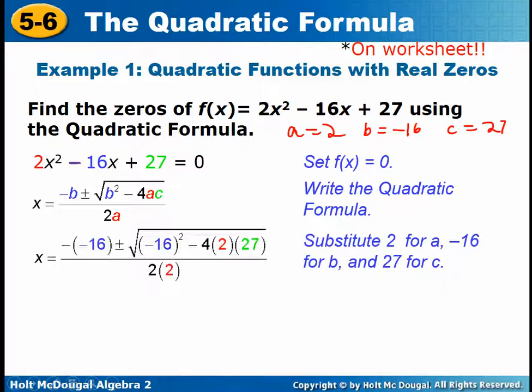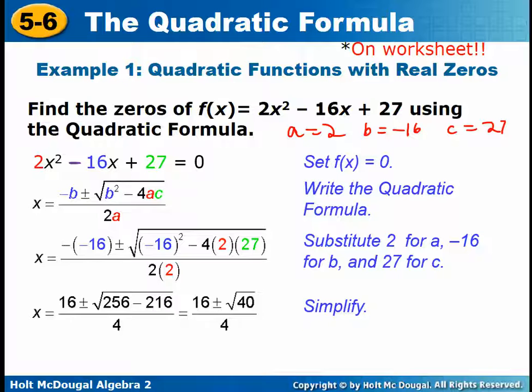We're just going to substitute in. Every time you see an a, you'll put a 2. Every time you see a b, you'll put a negative 16. Every time you see a c, you put in a 27. Now, be very careful because it's kind of a complex formula. So we have negative negative b, or negative negative 16, which is positive 16, plus or minus the square root of, then you'll take negative 16 and square it, minus 4 times 2 times 27, and then that whole entire thing will be divided by 2 times 2.